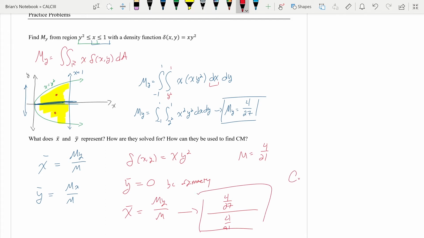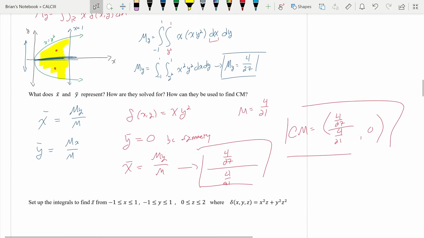So then our center of mass just becomes our x bar, which is 4 over 27 divided by 4 over 21, comma, 0. Boom. So we got that answer. Center of mass problems are fun.